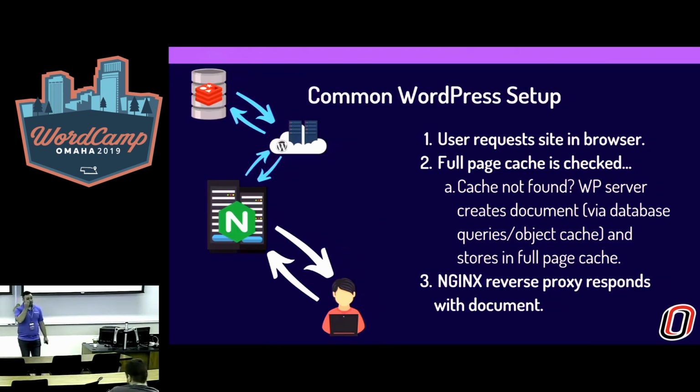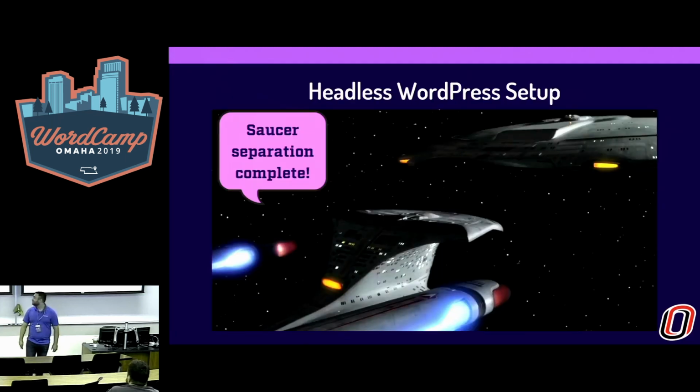But a little bit more common WordPress setup looks like this. The user requests the site in the browser, but often if you're building a site at scale or even just trying to get more performance out of your site, you probably need some kind of full page cache solution. Nginx is a pretty common one that most WordPress hosts use. So first, I go to check the full page cache. Then, if the document isn't in there or it's expired, I go out to WordPress. And then WordPress has to go out to its object cache and database, other pieces, to create that document, populate the page cache, and send it back over the wire.